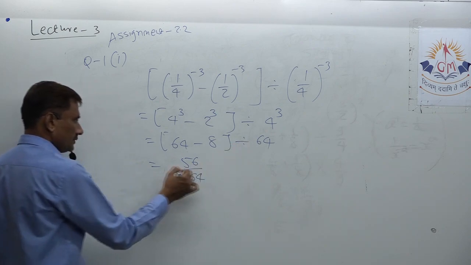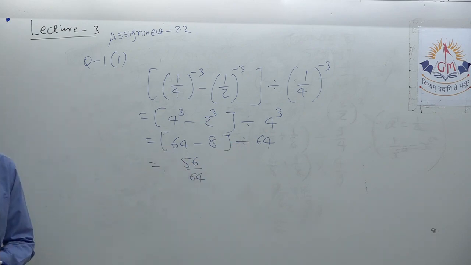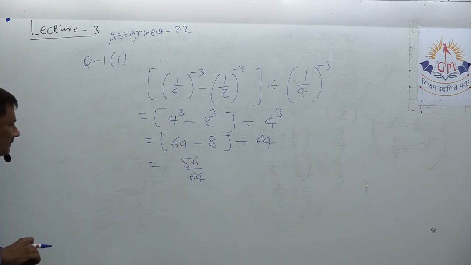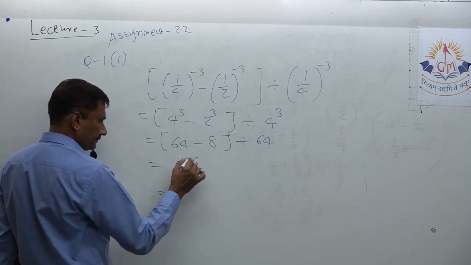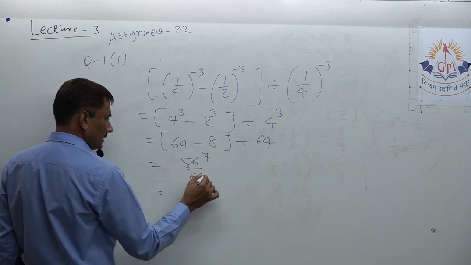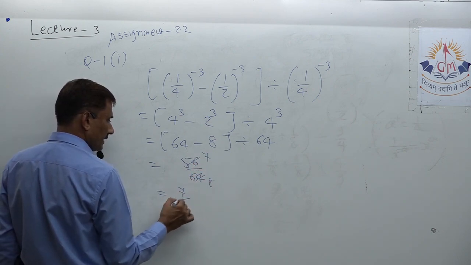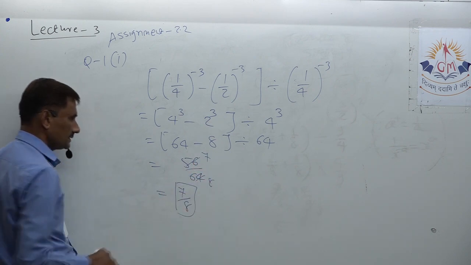Okay, you can write upon instead of the division sign. Now if it is cancelled by some number, then you can cancel it. In which table are they? They are multiples of 8. So 8 sevens are and 8 eights are. So 7 by 8 will be our final answer.